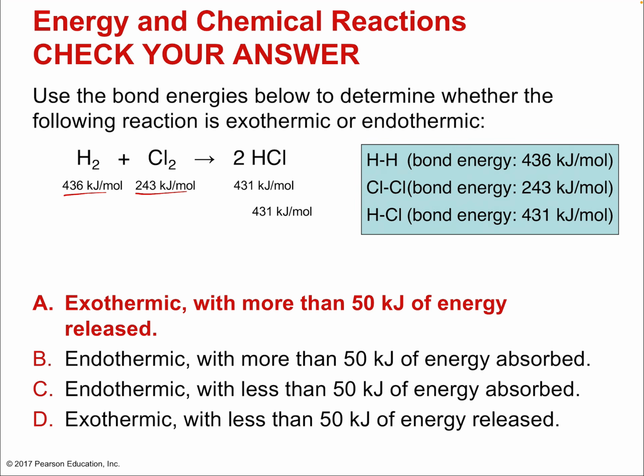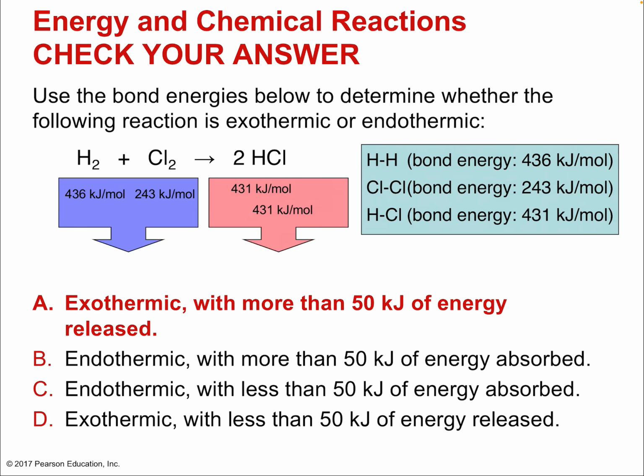Now, the hydrogen chloride, there were 2 of them, all right? So it ended up being 431 per hydrogen chloride. Well, if you look at that, you might say, actually this number is small. The 431 is smaller than the other 2 numbers, so it seems like there's less energy on the right-hand side. But that's not the right way to think about it.